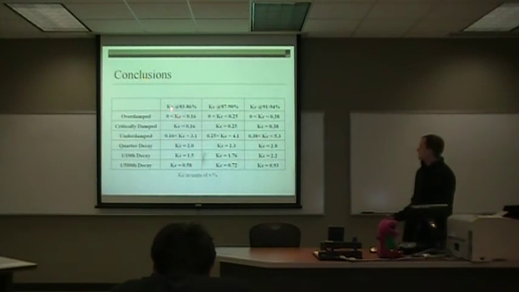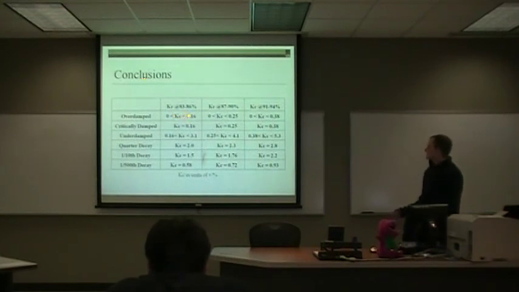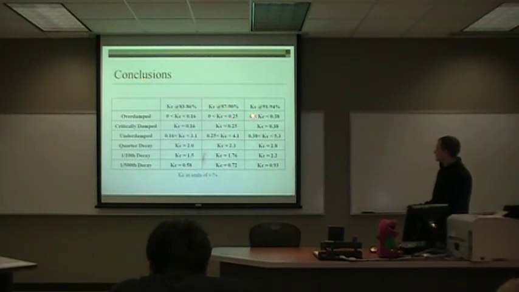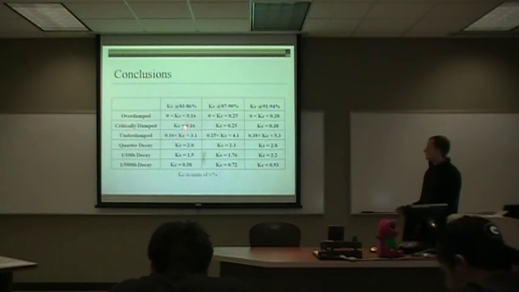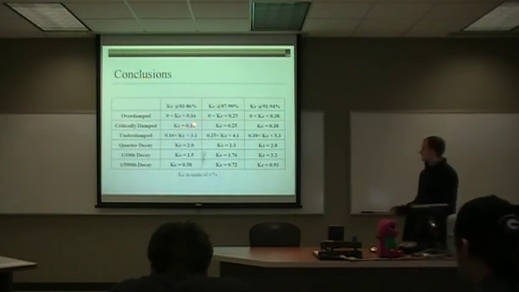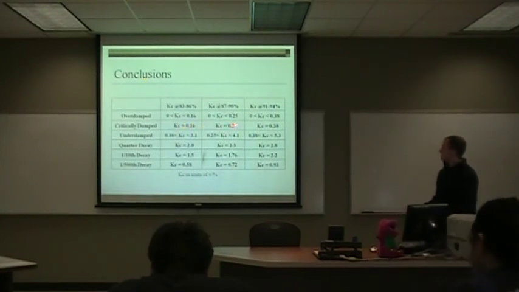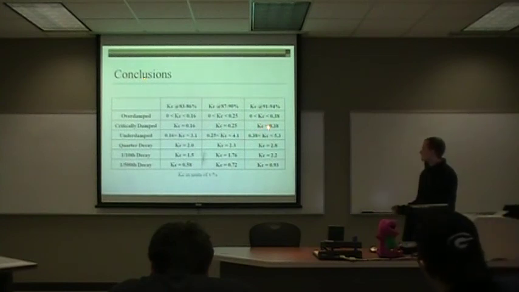Our system was overdamped in 83 to 86% for 0 less than KC less than 0.16. At 87 to 90, 0 was less than KC and 0.25 was greater than KC. For 91 to 94, we had 0 less than KC, 0.38 greater than KC. The system was critically damped at 83 to 86% for 0.16, for 87 to 90, 0.25, and for 91 to 94, 0.38.